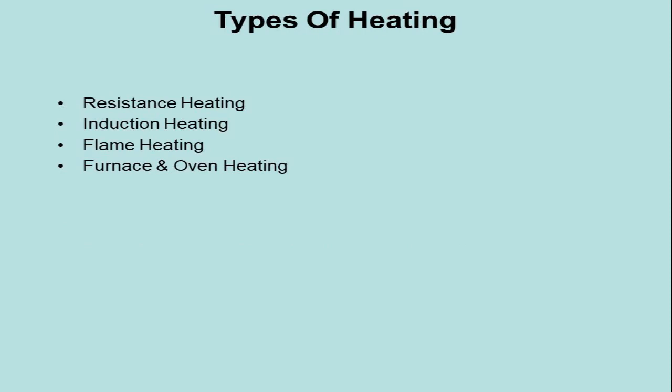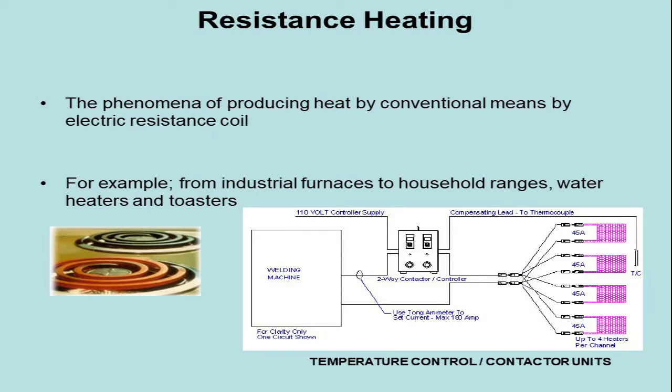There are 4 types of heating methods used for heat treatment procedure: resistance heating, induction heating, flame heating, furnace and oven heating. Resistance heating is the phenomenon of producing heat by conventional means by an electric resistance coil. For example, from industrial furnaces to household ranges, water heaters, and toasters.